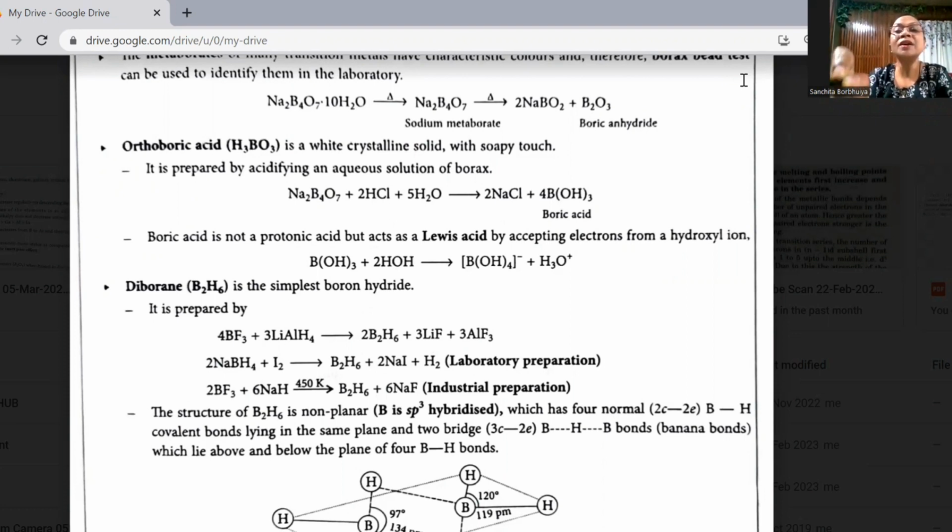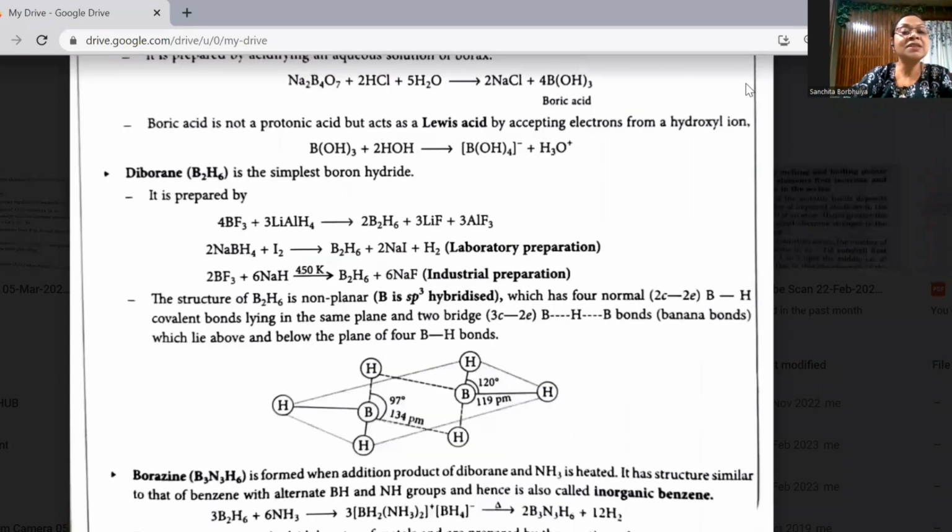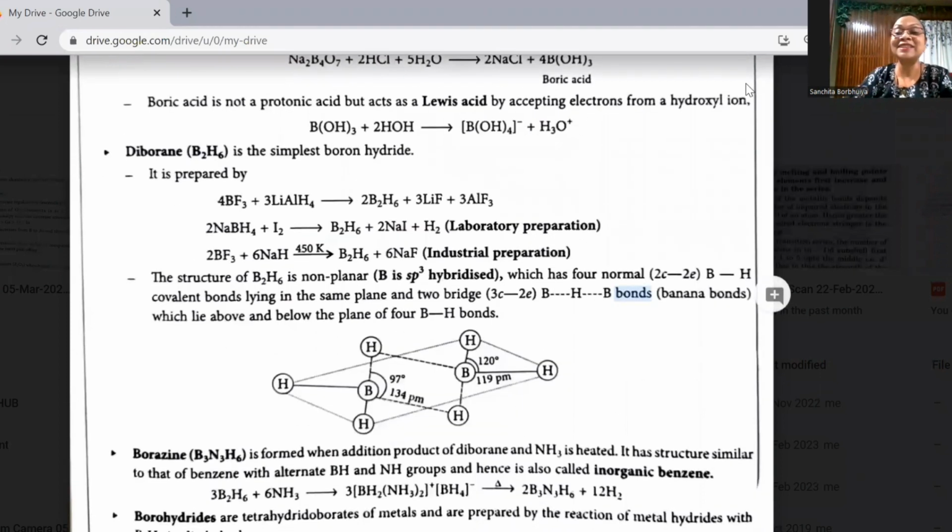So what does boron trihydroxide do? It tends to form the tetrahydroxyborate complex, giving out the H plus from water. Yes, that is why we call it an acid, but not a protonic acid. B(OH)3 accepts a hydroxyl from water and gives out a proton, which has been written as a hydronium ion for you. I hope it is clear. Next important questions, mind it, yes.